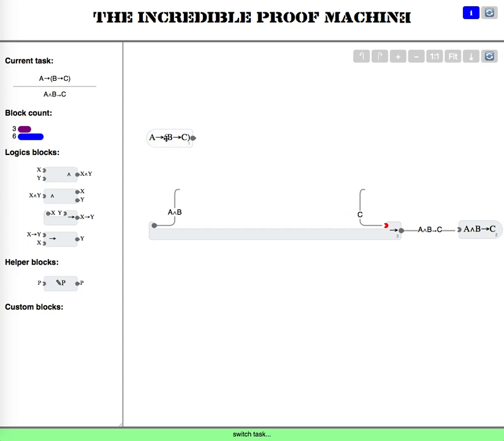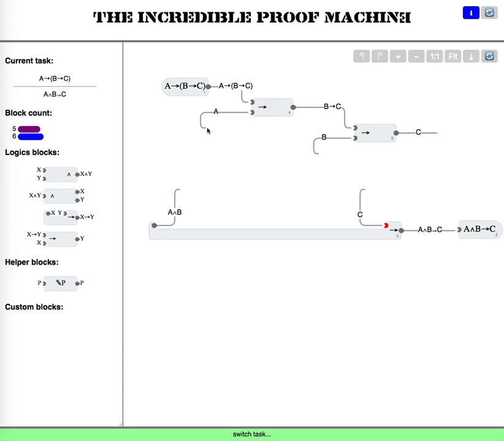Right? So A implies that B implies C. Well, how do we use this? I don't know. Let's maybe break it apart or something. Because there's no and in here, so to combine this thing with this thing, we either need to break apart the arrows or the ands or something. So let's do that. Let's break apart those, see what we get.